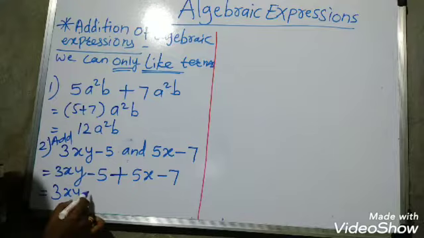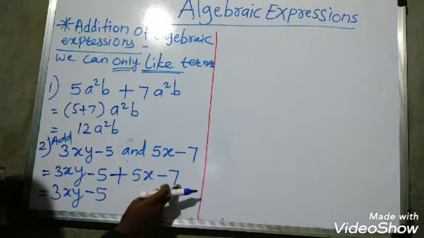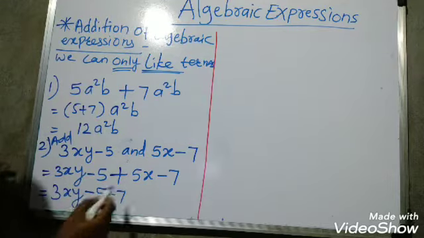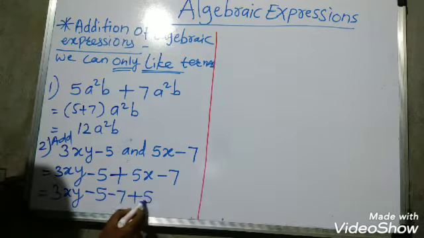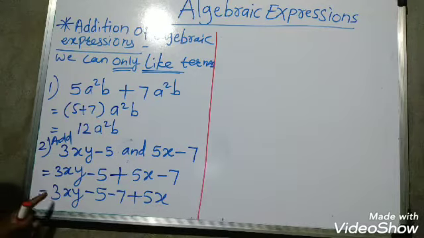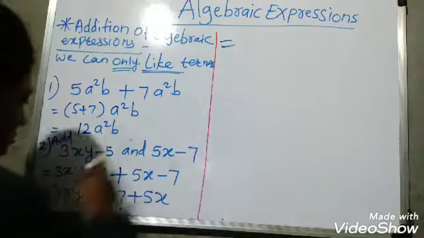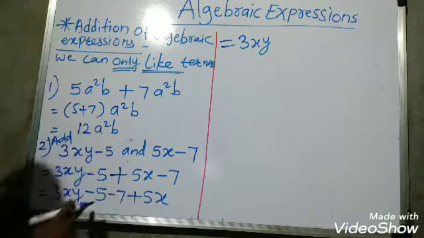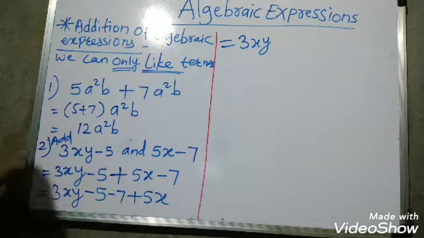Now this minus 5 is there. Minus 5. Now this minus 7 I am taking this side, minus 7. It is easy for calculation. Plus 5x as it is. Why? Because 5x also we can't add. It is not having any like term. So our answer is what now? See, 3xy as it is. We can't add 3xy with 5 or 7 or 5x because they are not like terms. We can add only like terms.